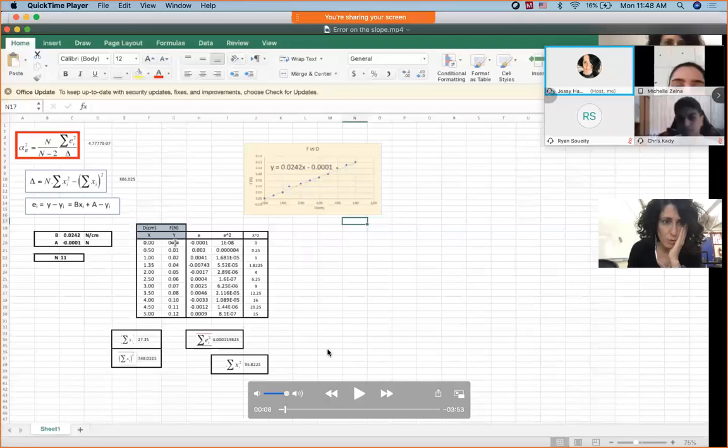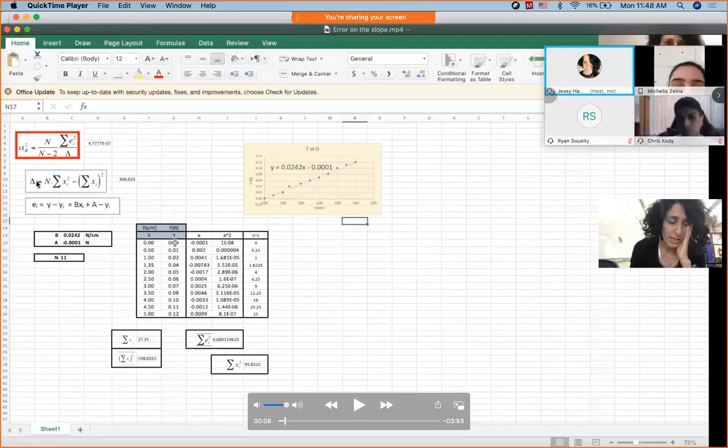So I'm showing you how I'll be doing the calculation. Let me explain a little bit. So the error on the slope is called alpha B, B being the slope. And I'll be calculating alpha squared and then square rooting the answer. And I'm going to show you how to find the slope.